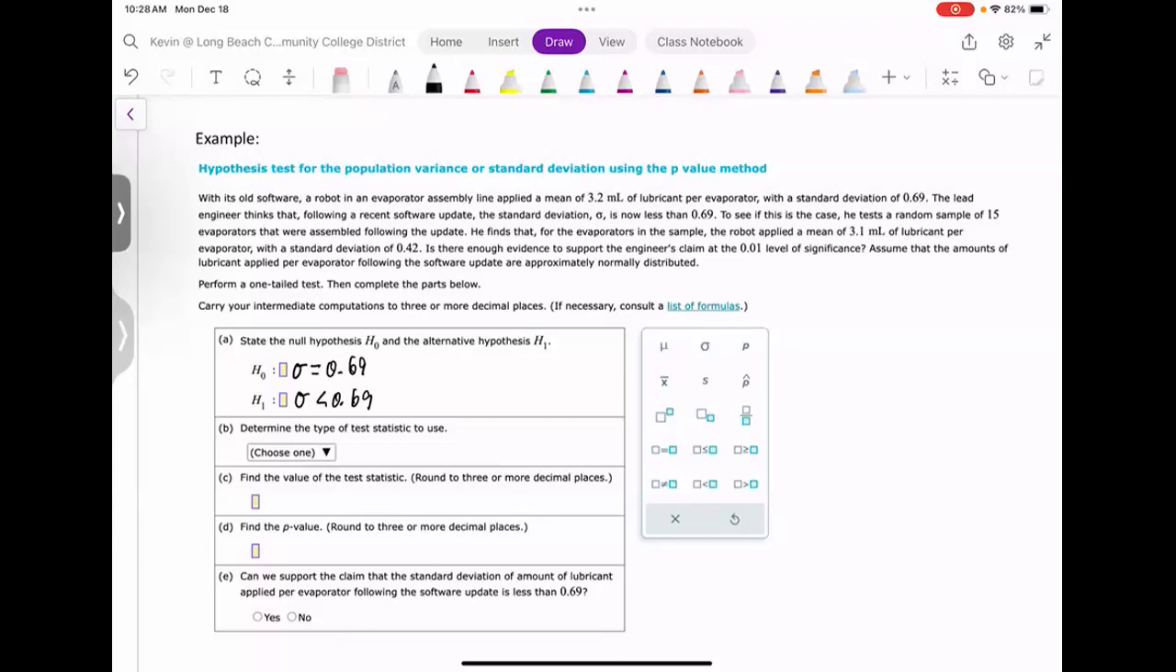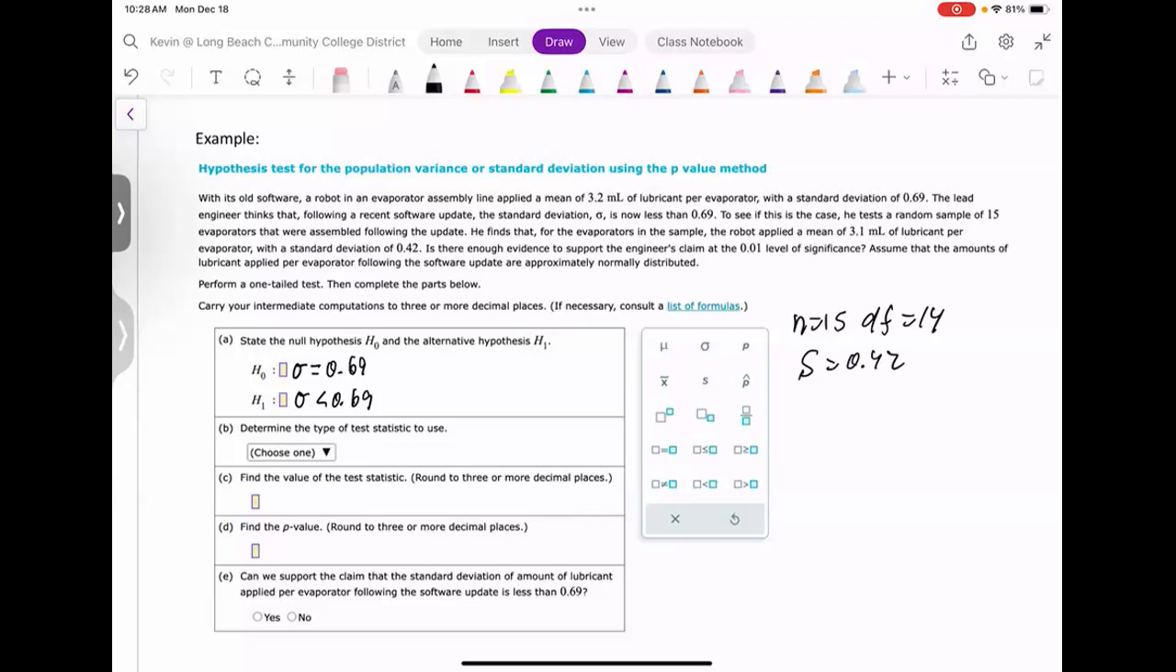To see if this is the case, he tests a random sample of 15 evaporators that were assembled following the update. He finds that for the evaporators in the sample, the robot applied a mean of 3.1 milliliters, which we don't need, of lubricant per evaporator with a standard deviation of 0.42. There's our S. Is there enough evidence to support the engineer's claim at the 1% level of significance?